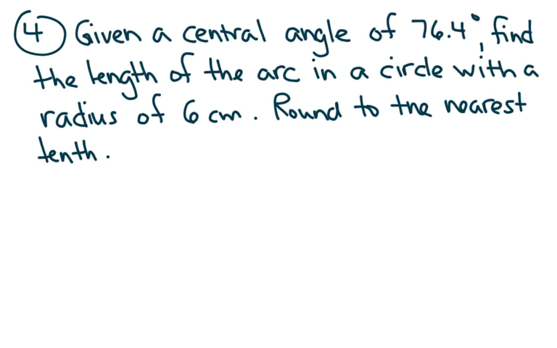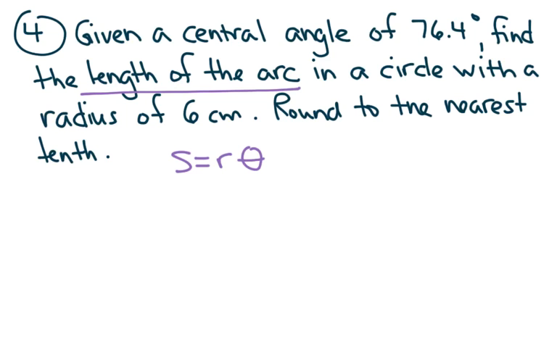Number 4, given a central angle of 76.4 degrees, find the length of the arc in a circle with a radius of 6 centimeters, round to the nearest tenth. So remember when you read the problem to look for what they're asking you to find. The length of an arc formula is S equals R theta, which can be confusing because most people don't associate length with the variable S.